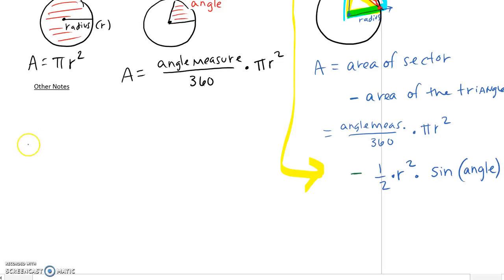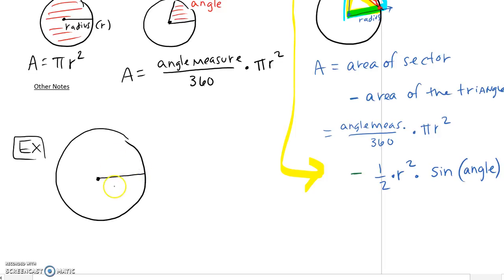So, area of a segment. Let me do an example. So I'm going to start with a circle. We're going to say that the radius is 8 feet. And I'm going to have a sector cut off that I'll say is 70 degrees. In the sector, I'm going to cut off a segment. And I want to find the area of that segment.